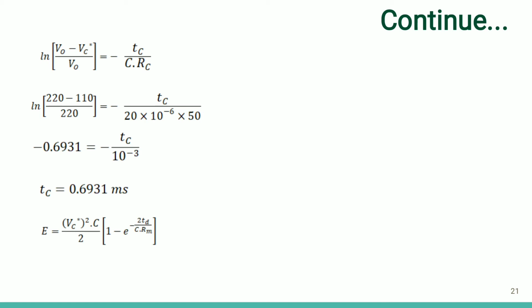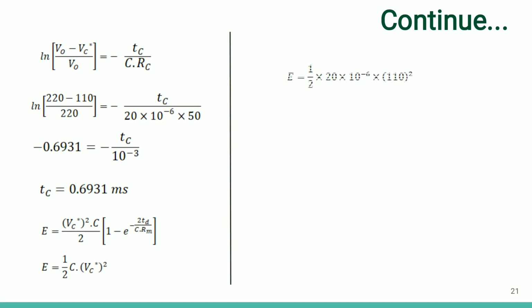Next is the energy, or the average power output. In this problem it is mentioned that we have to consider this Td negligible, so we are neglecting this term. So automatically E equals 1 by 2 C into Vc star square. C is given and Vc star is also given. Just put the value: 20 into 10 raised to power minus 6 into 110 square. You will get 0.121 joule.